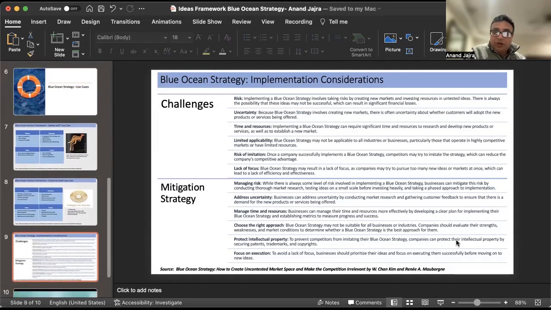Blue ocean strategy is not without its challenges. There are challenges in terms of risk, investment, uncertainty in the market, deploying your resources, but you can mitigate each one of those risks by carefully evaluating those challenges and formulating the strategy to counter them.